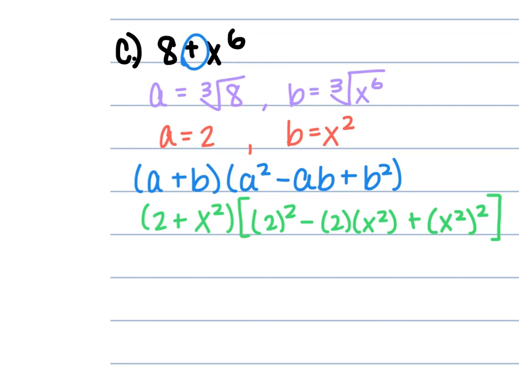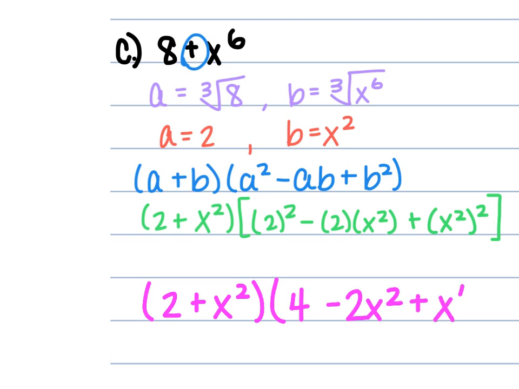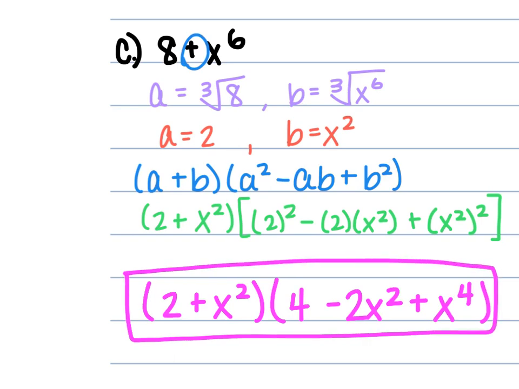So now simplify. The 2 plus x squared is not going to change. Then we're going to have 2 squared, which is 4, minus 2 times x squared, which is negative 2x squared. And that plus x squared raised to the 2nd power. So we multiply those powers. It's going to be a positive x to the 4th power. So 2 plus x squared times 4 minus 2x squared plus x to the 4th is our solution here.